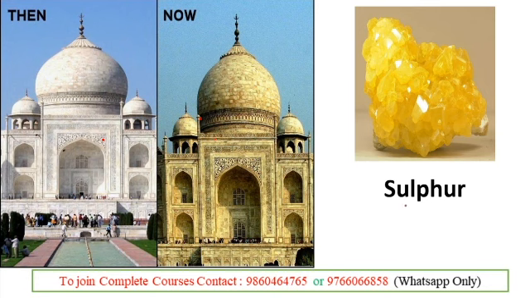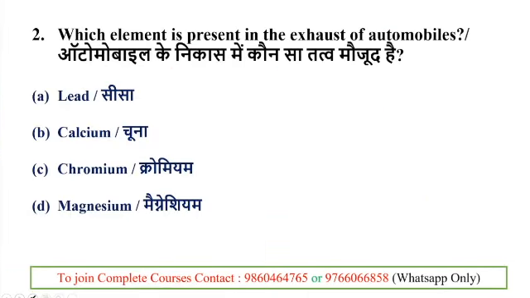So the sulfur contained in the acid rain causes the Taj Mahal to look like this. The sulfur looks yellow in color, a light yellow color. So acid rain contains sulfur dioxide and also nitrogen dioxide. These are the two important components in acid rain. Clear? And the next one, which element is present in the exhaust of automobiles?